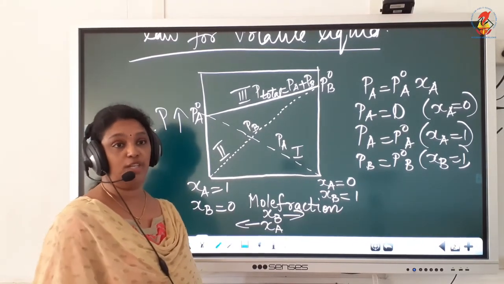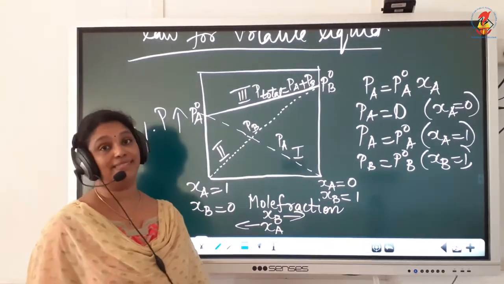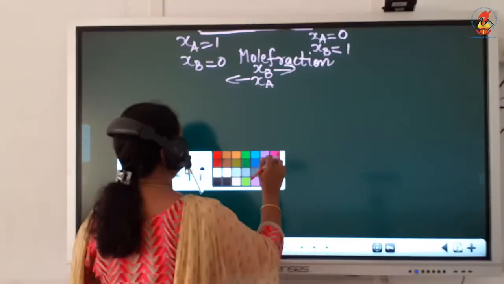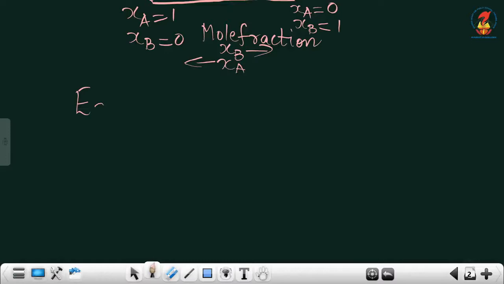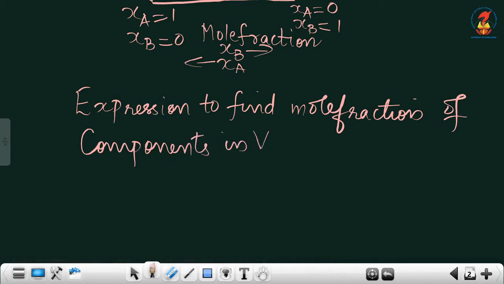Now next we are going to find an expression to find the mole fraction of components in vapor phase. Components means solute and solvent.